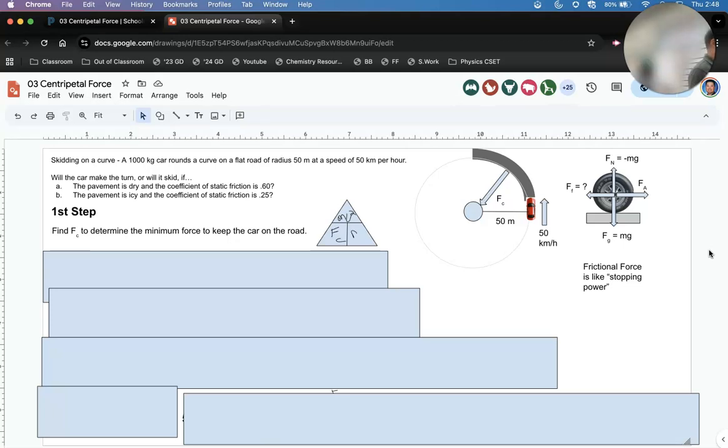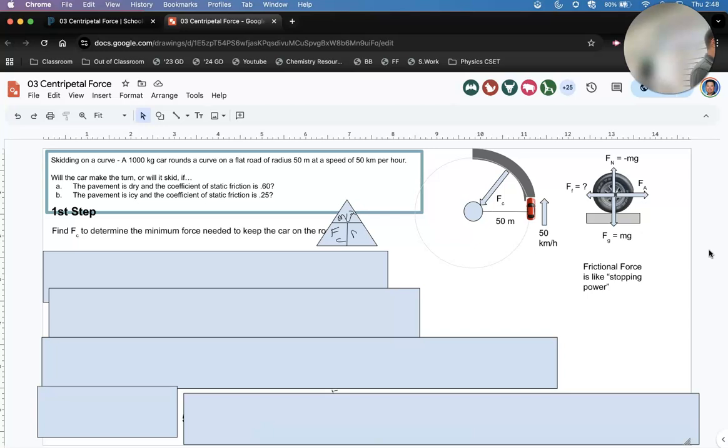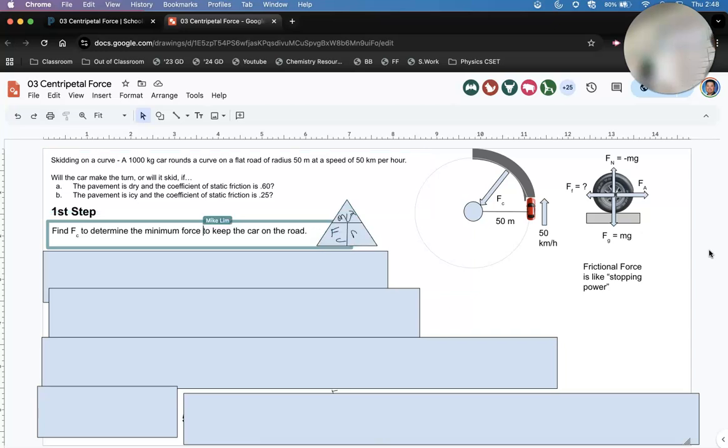I'm going to add a little editing here. Needed to keep the car on the road. Maybe I shouldn't have done that, but I'll still see if I can scoot this over. I cannot. All right, forget the grammar.